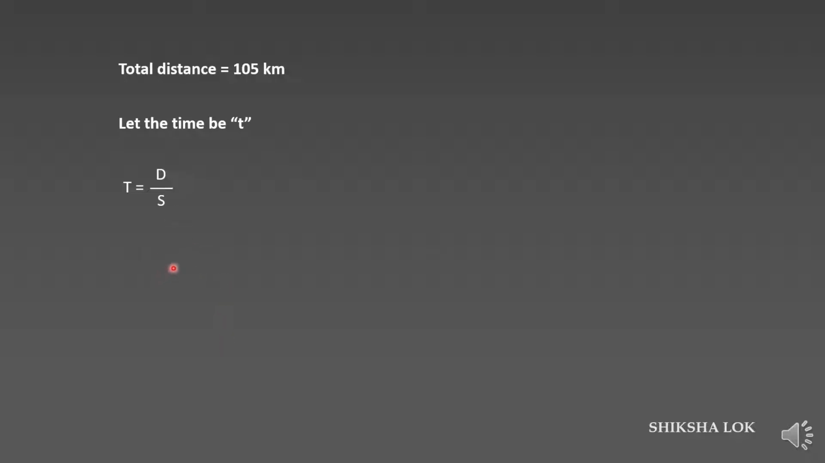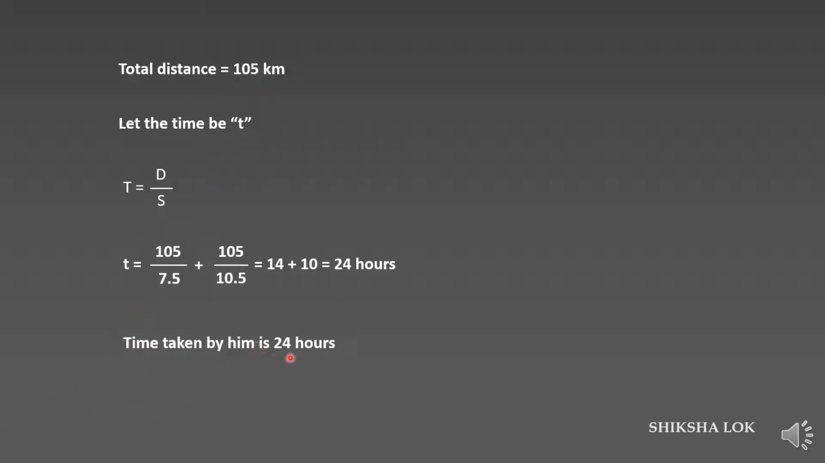So for upstream, it's 105 divided by 7.5, that's distance by speed of upstream, plus distance 105 divided by downstream speed, that is 10.5. So 105 by 7.5 is 14, and 105 by 10.5 is 10. That's 24 hours. So to travel 105 km distance, he took 24 hours in downstream and upstream together. So that's the time taken by him.